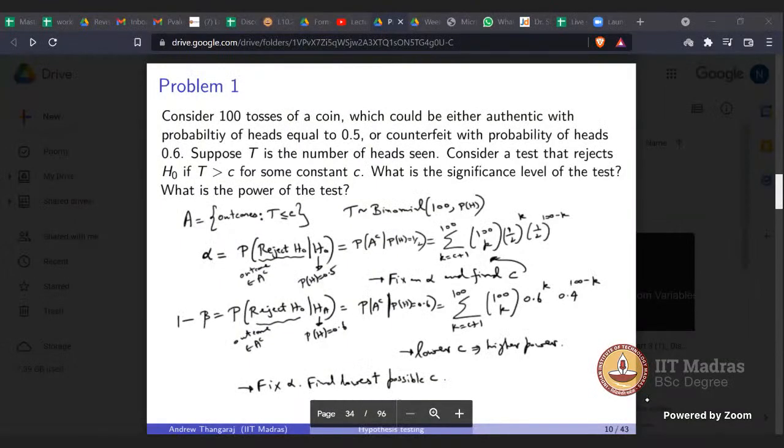The first question, problem 1: consider 100 tosses of a coin. I'll share this screen. Ma'am, actually, can you explain the entire question? I don't understand the alpha, 1 minus beta.